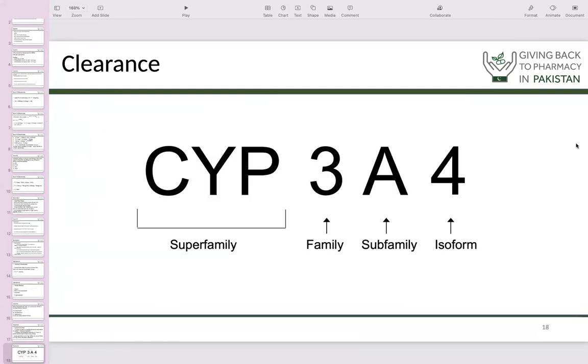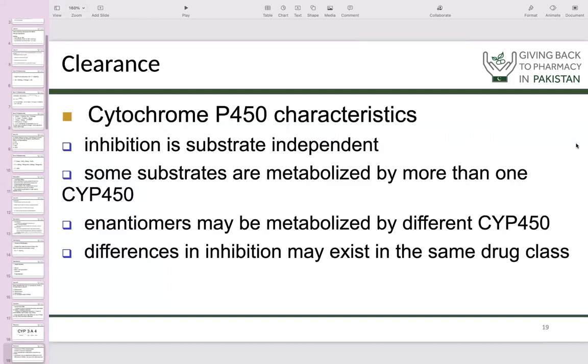So CYP, as we know, is cytochrome P450. CYP is a superfamily, and the number after it, like 2, is the family. Then the letter after that, C, D, A, is the subfamily. And the number at the end is the isoform, like CYP3A4, CYP2C19, 2D6. So these are the different enzymes.